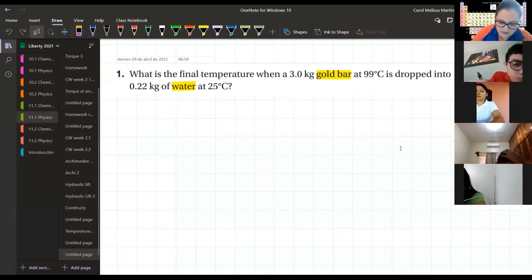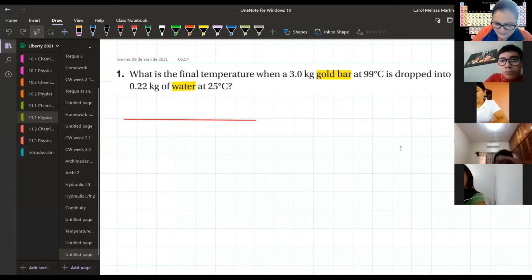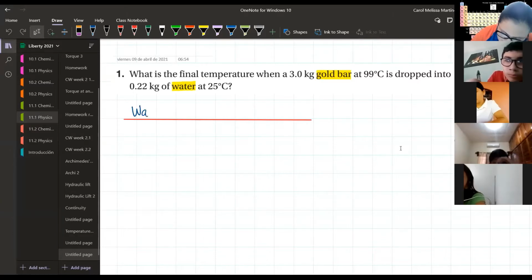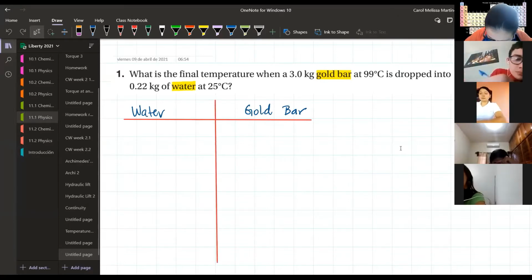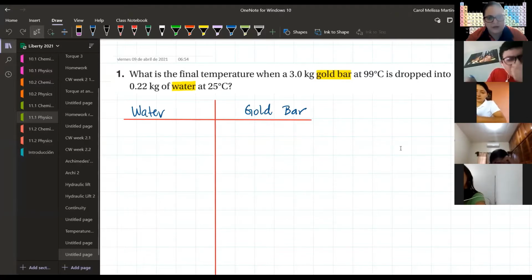in this problem. Now what I do is I organize my data separately. I have my water and I have my gold bar. Okay, those are the two substances. Now, there's another thing that I do, and it's, well, yeah, I separate my givens.